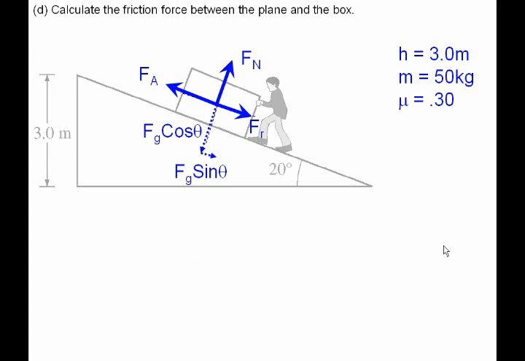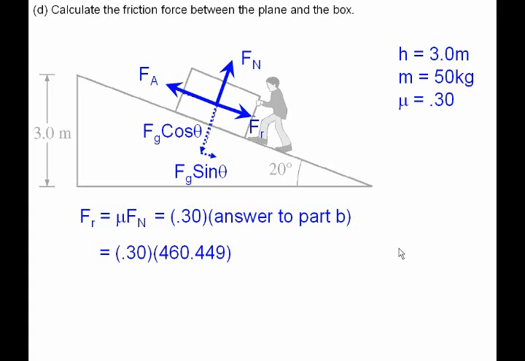Part D, calculate the friction force. Friction is mu times Fn. We got Fn from part B, and remember, it doesn't matter whatever you got for part B, you have to multiply that number times the 0.3. And whether you got this right or not, as long as you're showing your work here, you will get full credit for this one. All right, 138 is going to round to 100 because part B also had one significant digit to it.